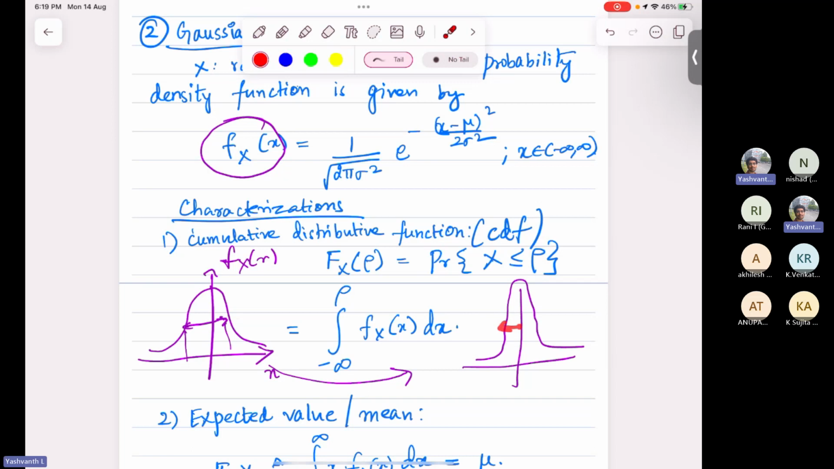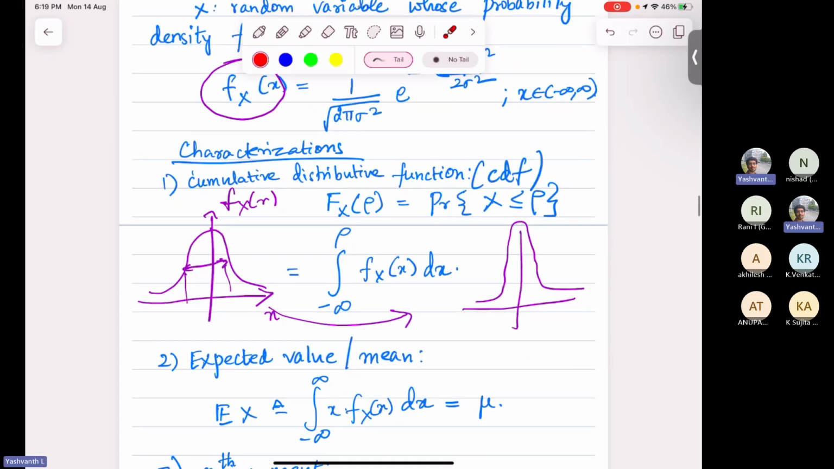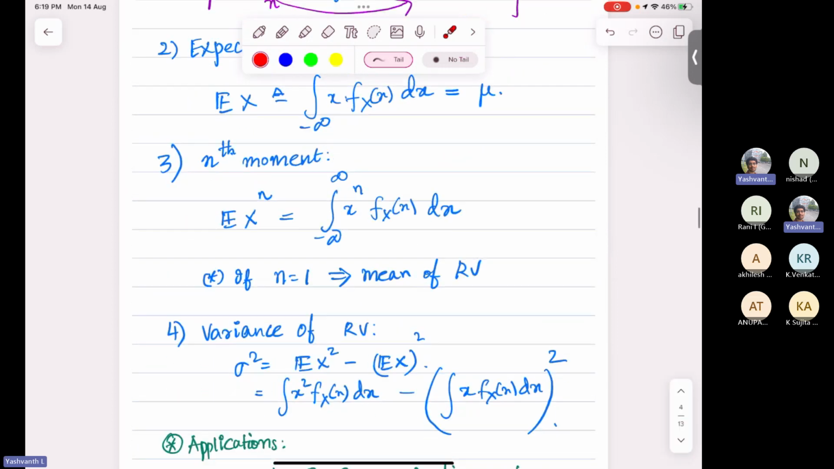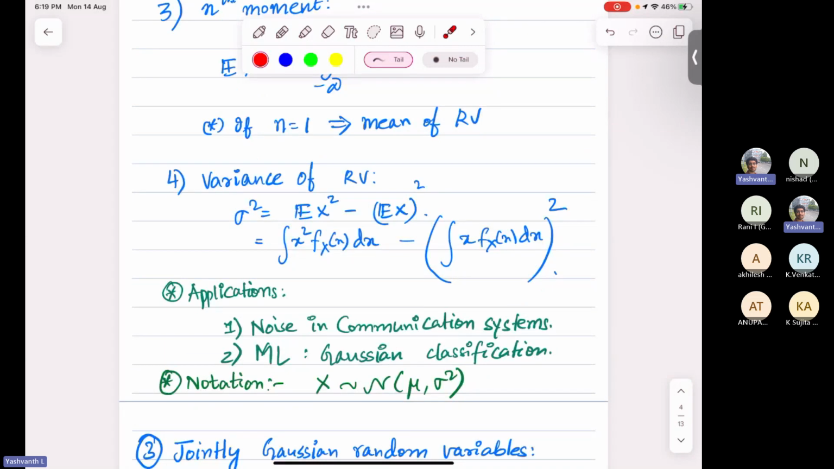The width here is small compared to the width here. So the spread, or the dispersion tendency, or the deviation of how the random variable takes its outcomes around the mean, is characterized by the notion of variance of the random variable.